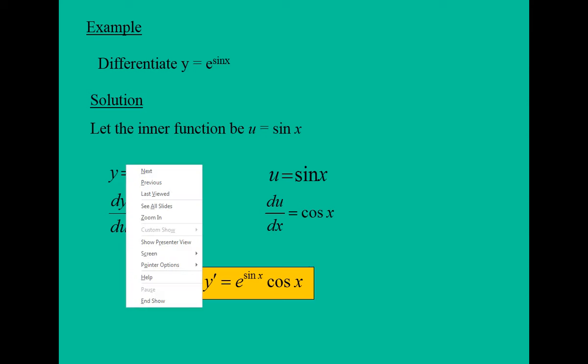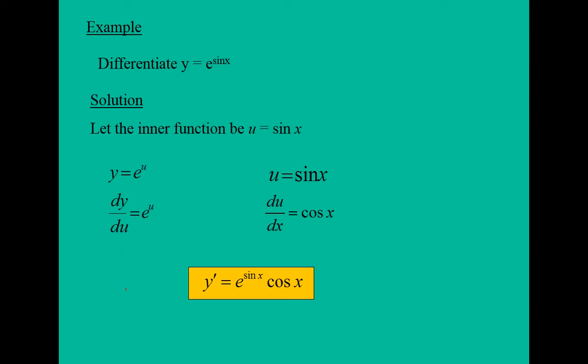Now, here we did make our replacement. U, we said, equals the sine of x. So we replaced before we multiplied them together. So we'd have e to the sine of x times cosine of x.